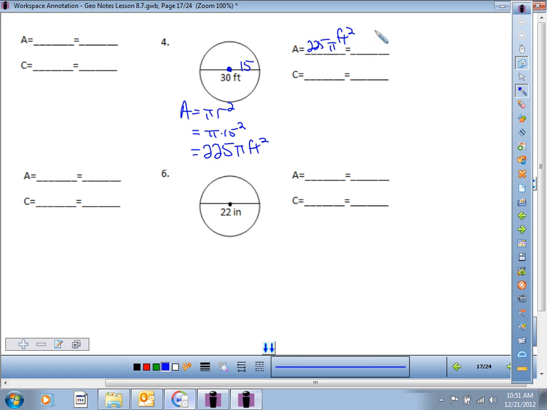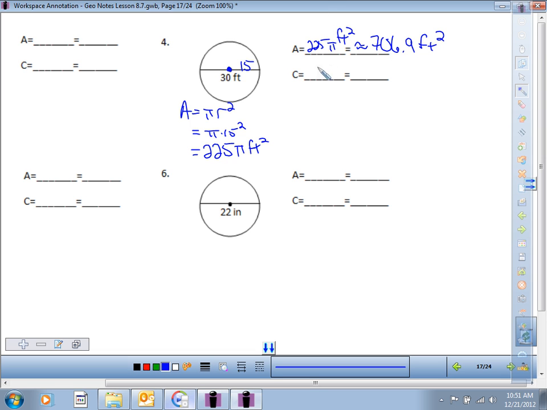And then we could go ahead and throw that in our calculator, 225 pi, and give me an approximation, approximately 706.9 square feet. Now that's why we don't want it rounded sometimes, because then we got to round, and once we round, if we use this number, it's going to affect our final answer as well. And the more you round, the more you're off at the end. We'll see that in chapter 9.